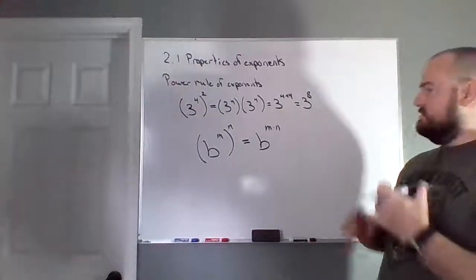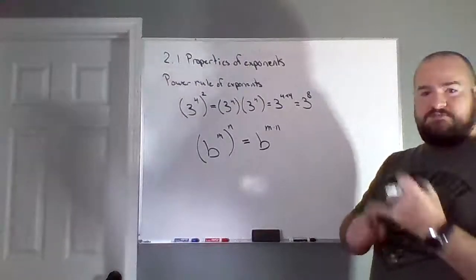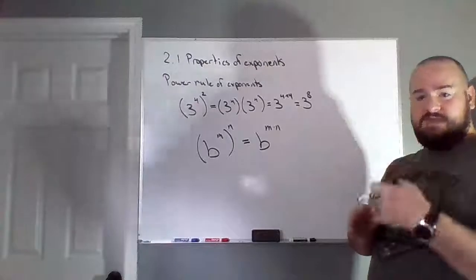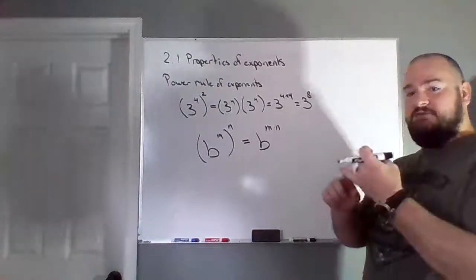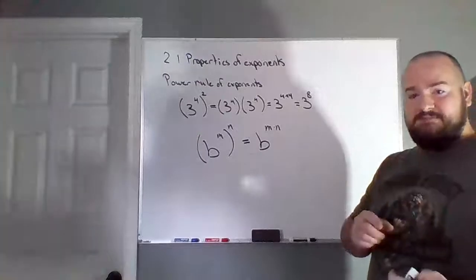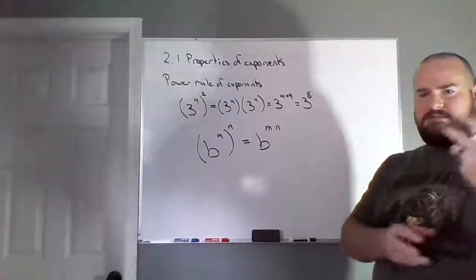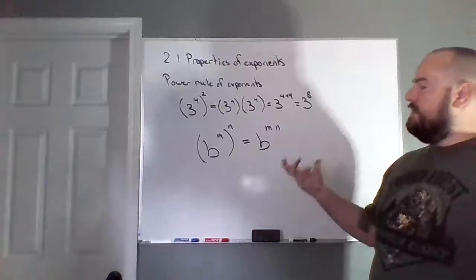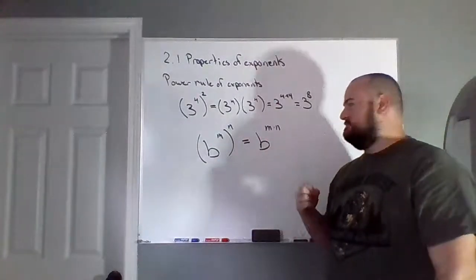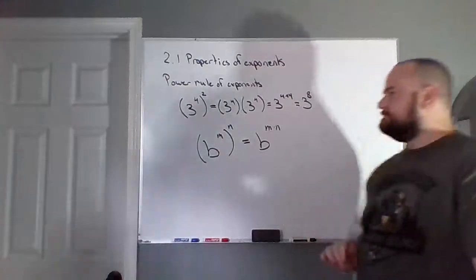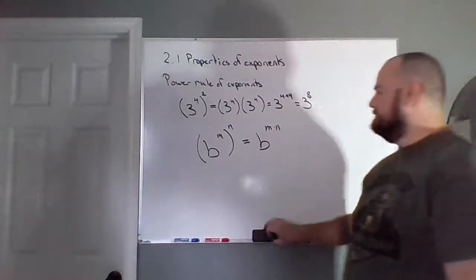Pretty easy. So the product rule says if I have a base to a power times that same base to a power, we add the exponents. The quotient rule says if I have a base to a power divided by that same base to another power, I can subtract the exponents. And the power rule says if I have a base to a power, I can multiply those exponents. It's pretty nice. All right.